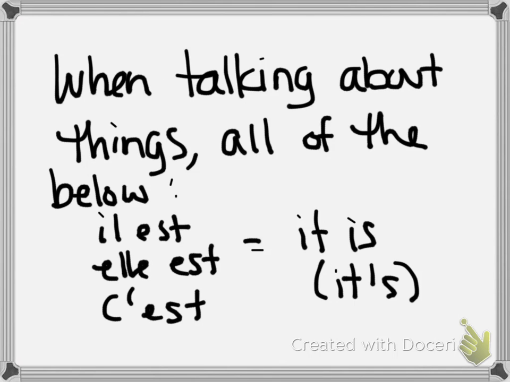When you're talking about things, however, all of the below, il est, elle est, or c'est, all translates to it is or it's. Okay, so these il est, elle est, and c'est, in the plurals, of course, you have to remember, it's just a varying sentence structure. It's a way to help you make sure that you're not being repetitive over and over again. So again, il est, elle est in front of an adjective, c'est in front of an article and noun and possibly an adjective, and they do translate to the same thing.